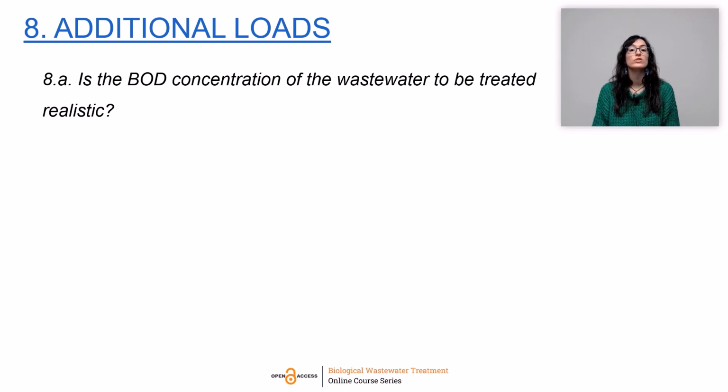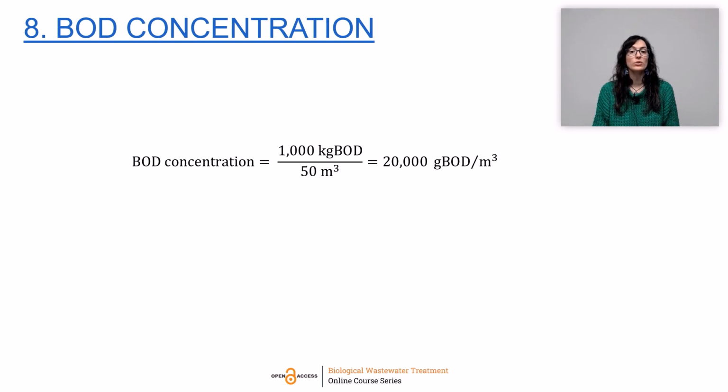Let's start with the first sub-question, in which we have to see if the BOD concentration is realistic or not. And in order to do this, what we can do is to calculate the BOD concentration and then compare it with the typical values of different wastewaters. To calculate the BOD concentration, we have to divide the mass of the BOD by the volume of the wastewater. We already have both numbers from the exercise, and we can calculate a concentration of 20,000 grams of BOD per cubic meter.